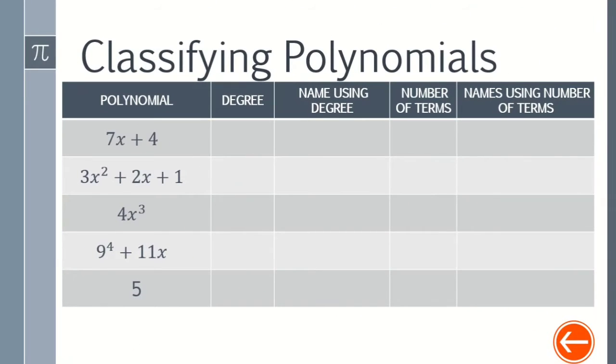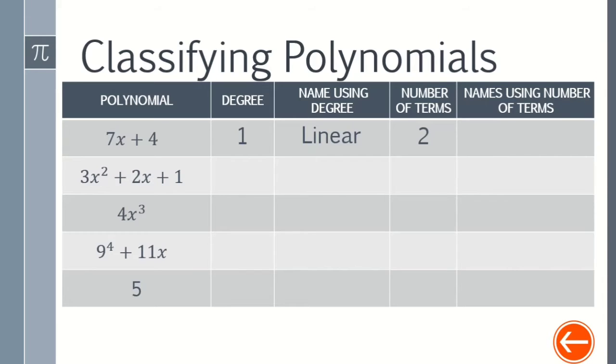Next, so ito ang mga examples natin. Meron tayong polynomial na 7x plus 4, 3x squared plus 2x plus 1, 4x cubed, 9 to the 4th, 11 plus 11x, and then 5. So, yung una, meron tayong isang degree. Yung 7x niya, meron 1 degree yan. Tapos, plus 4 na constant. So, ang tawag sa kanya ay linear. At meron siyang dalawang terms.